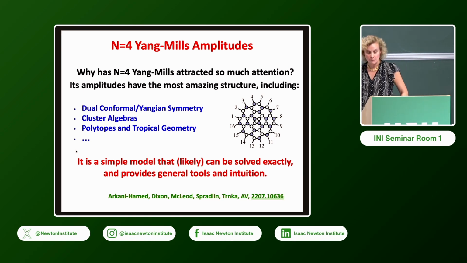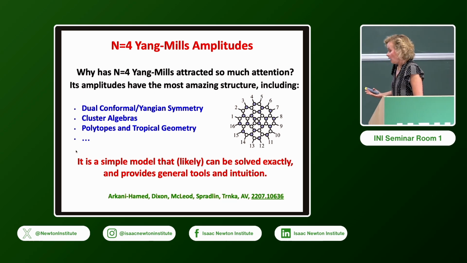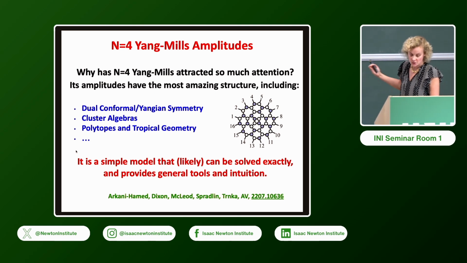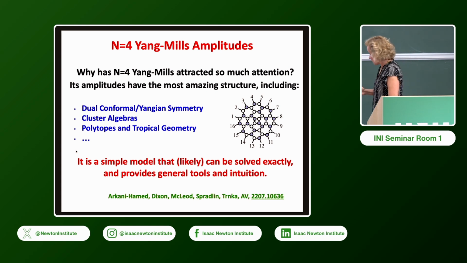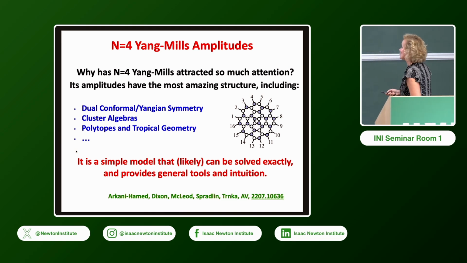But it's been the case that the tools we've developed over the years, such as the symbol, for example, that I will describe momentarily, have been very important for QCD. The tools and techniques have been applied to QCD, so it provides general tools and intuition. For the Snowmass process, which was already two years ago, we have a little review with Nima, Dixon, McLeod, Spradlin, and Volovich. So I refer you to this.